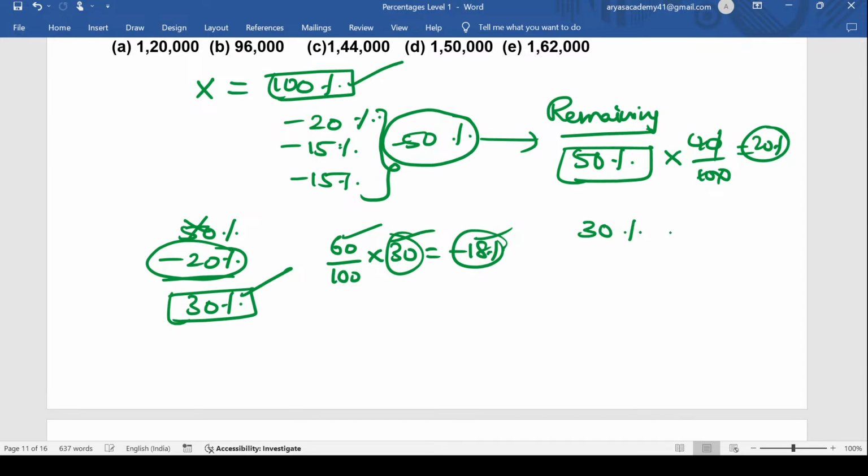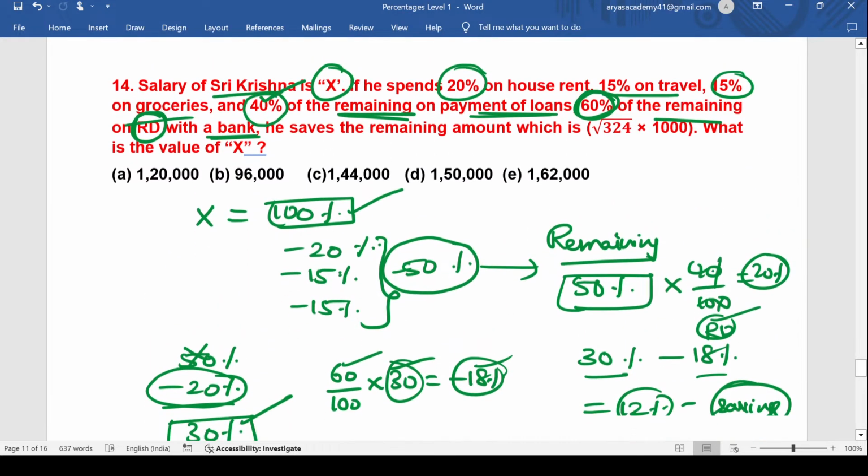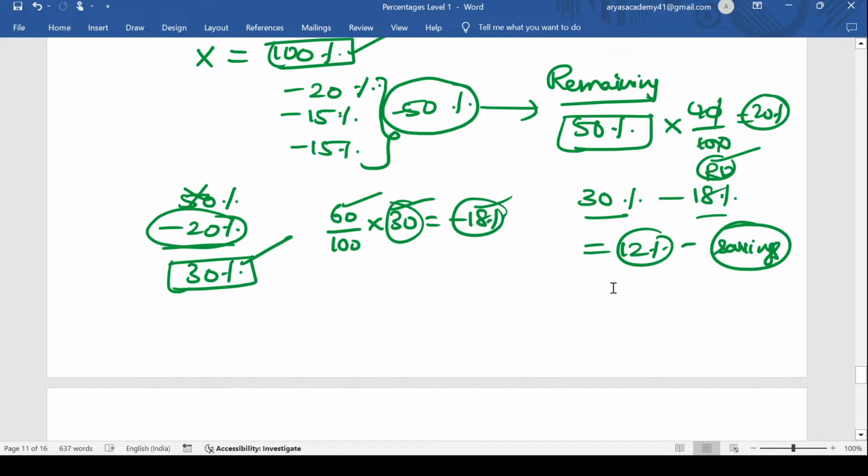So earlier we had 30%, upon which 18% has been saved in the bank in the form of a recurring deposit. So if you subtract 30% minus 18%, finally you are left with 12% savings as cash. In cash form, he is having the savings. He saves the remaining amount, which is root of 324 into 1000. Slightly different, the expression is different, that's all. This 12% of savings is equal to root of 324 into 1000.